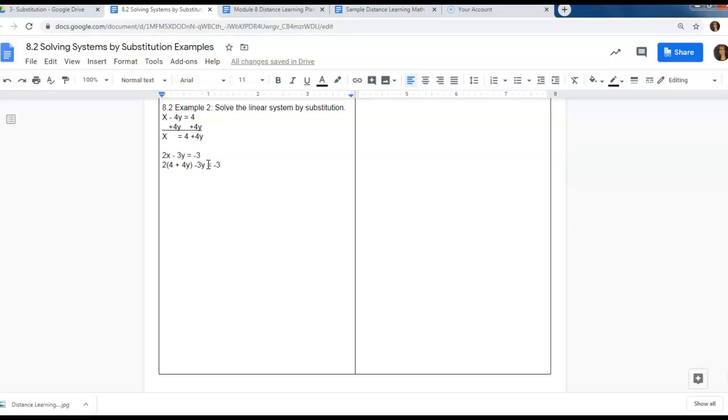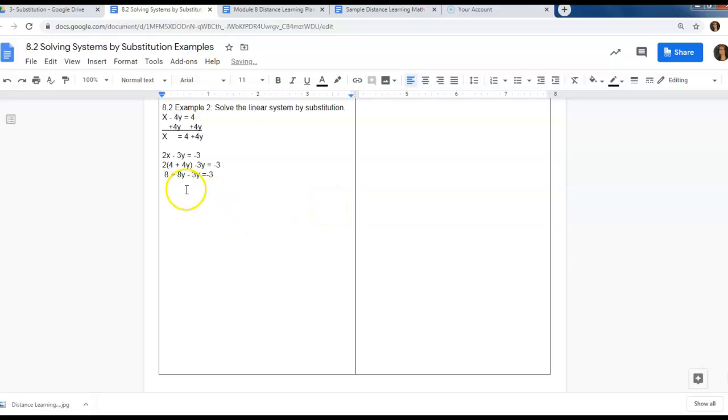Okay, so now I've got to simplify that equation. The thing that stands out is those parentheses. So what do the parentheses mean? It's multiplication. So I multiply 2 times 4, which is 8. And then there's a plus sign. So I put a plus 2 times 4y. That's 8y. And then there's a minus 3y. So minus 3y. And then there's an equal sign, and then there's a negative 3.